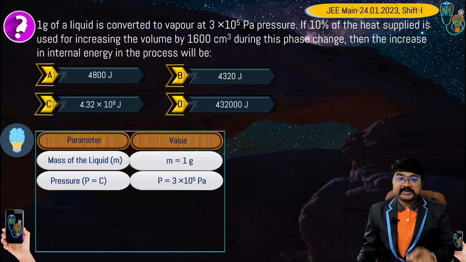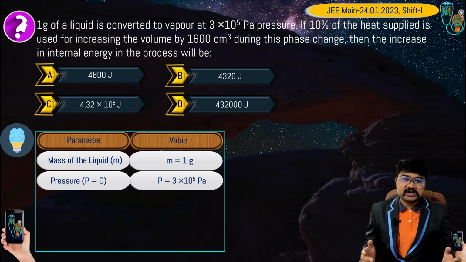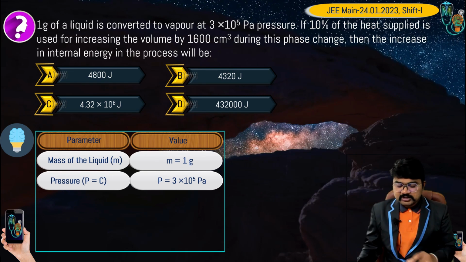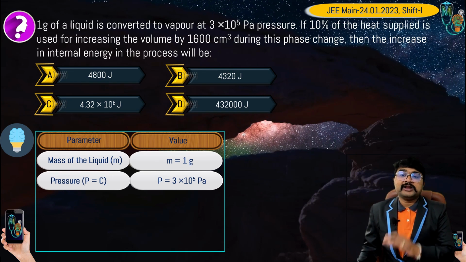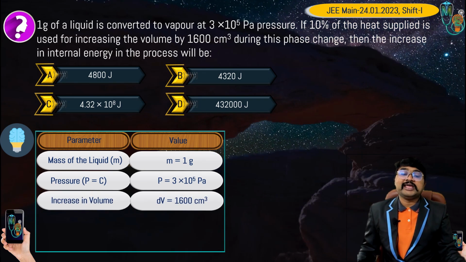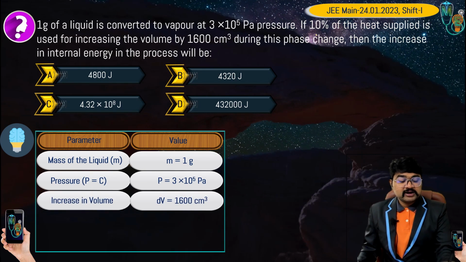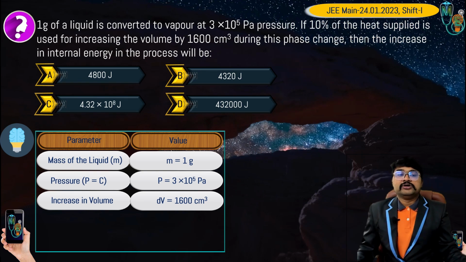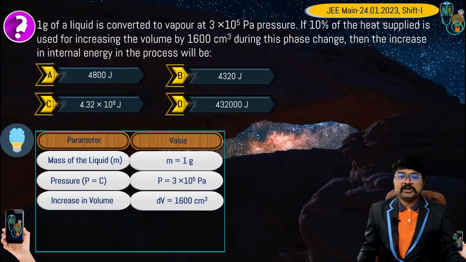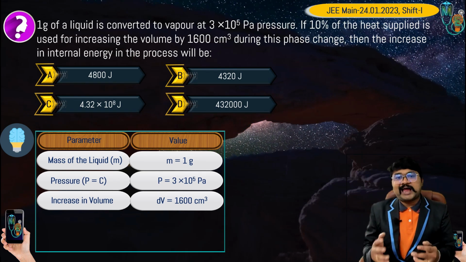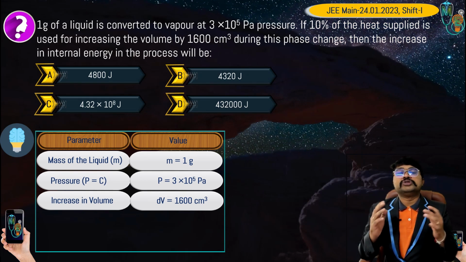At this pressure, phase change will occur. During phase change, pressure will be constant. At this constant pressure, liquid is converted into vapor. And one more thing, increase in volume. Here, 10% of the heat supplied is utilized to increase the volume. That means 10% of heat supplied is utilized to do the work.